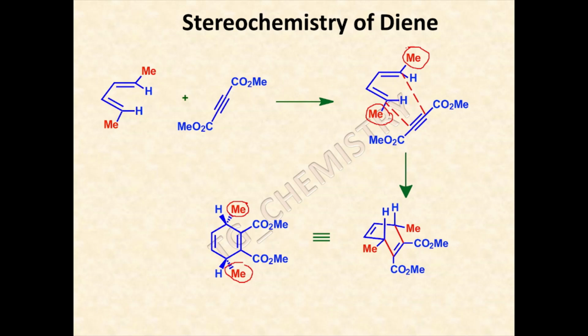And from the chair conformation, you need to draw the chair conformation to better understand the orientation of the substituents and how you can assign them when you write them in a cyclic way apart from the chair conformation. I hope you understand this point.